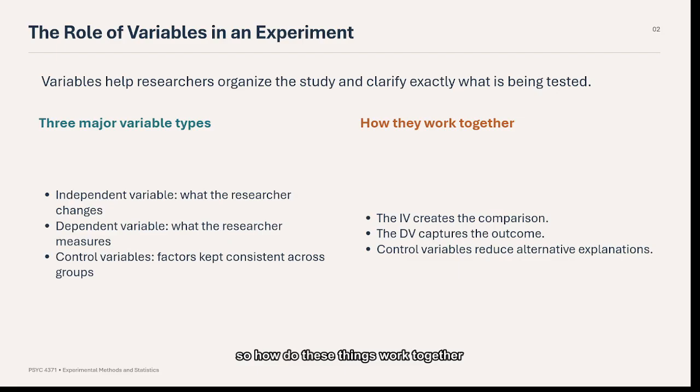So how do these things work together? The IV creates our comparison, and the DV captures the outcome. And then control variables reduce alternative explanations.